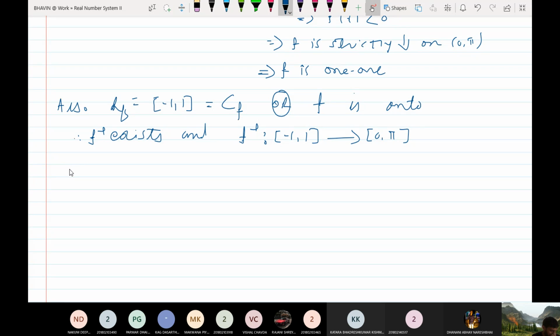Okay. Now what is the definition? F x equal to y if and only if x equal to cos inverse y.